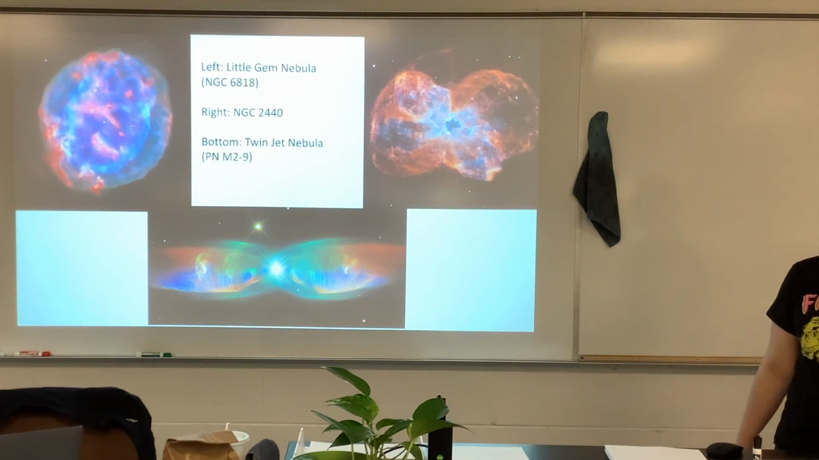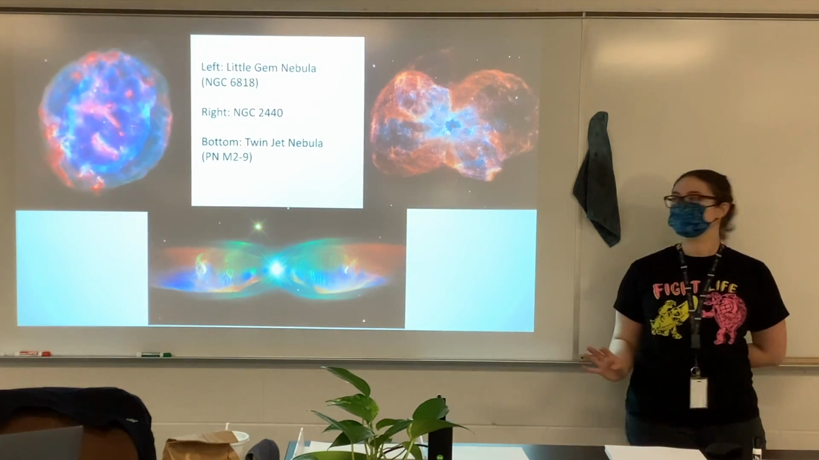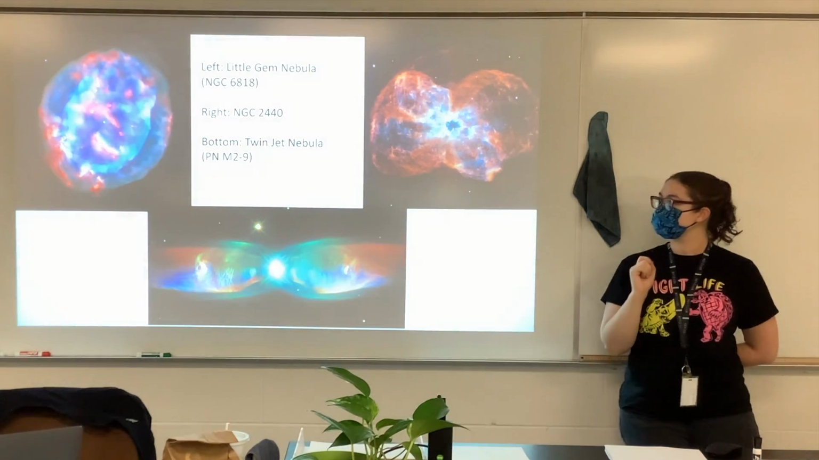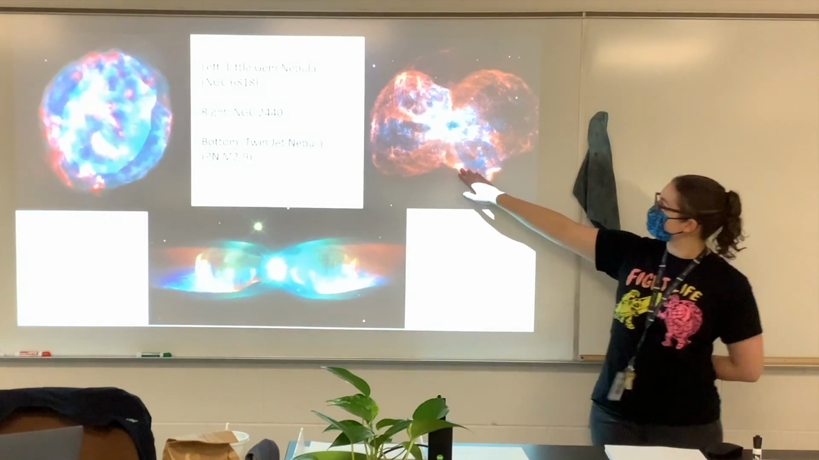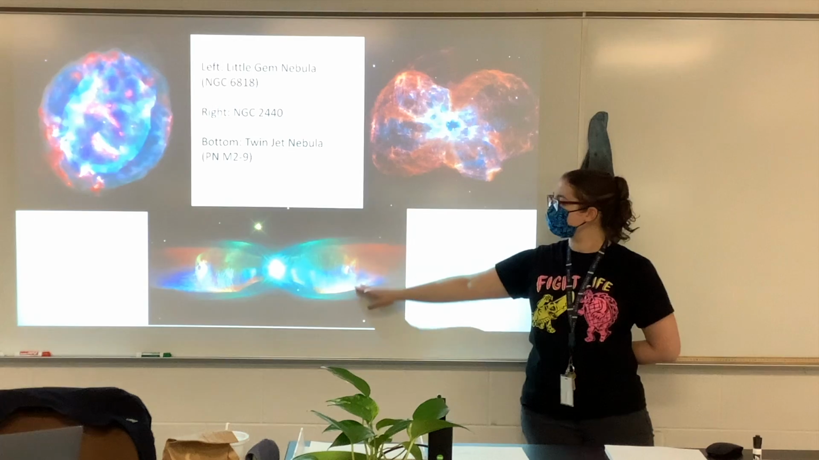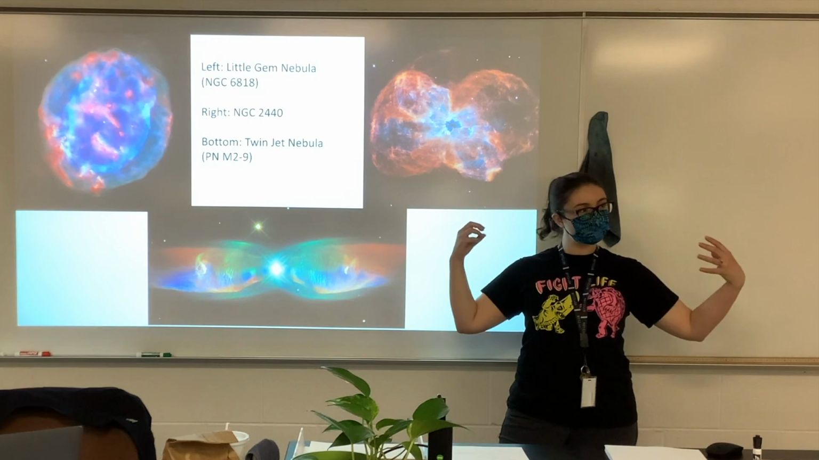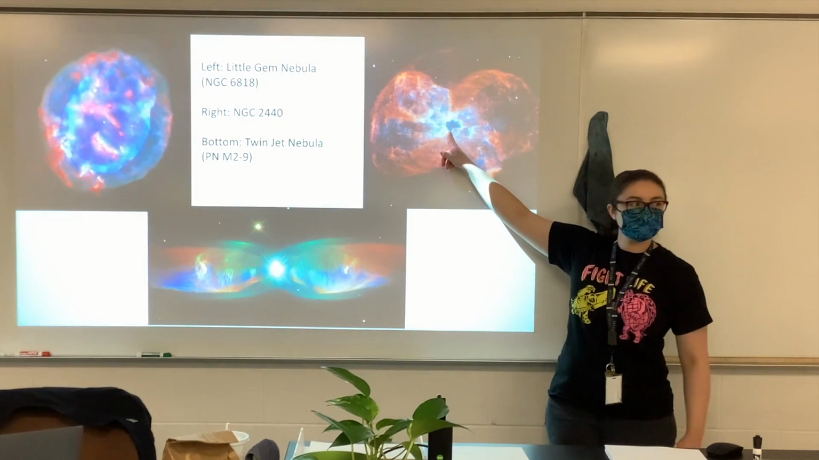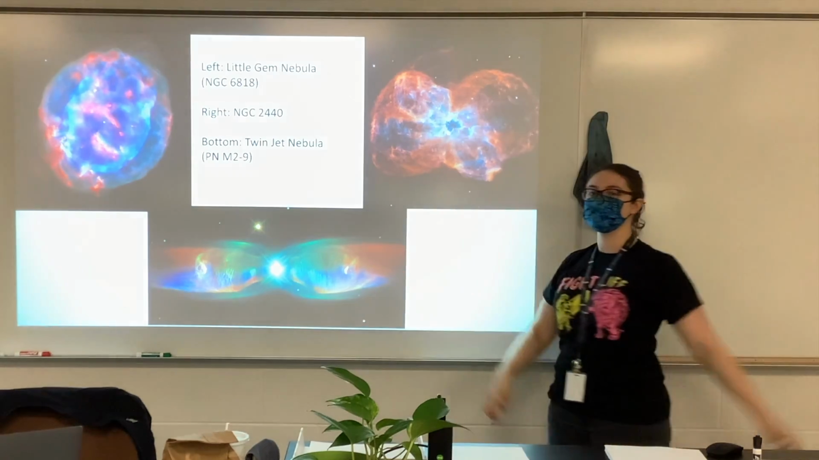And then a few more nebulas, because I just love nebulas. They're some of the most dynamic and interesting and beautiful things. So on the left up there is the Little Gem Nebula, or NGC 6818. And then on the right over here, this is NGC 2440. And then again at the bottom, we have the Twin Jet Nebula, because the gas seems to be blown off in two very specific directions. But with all of these, you have to imagine that in the center is the leftover core of the star. And this is just all of that outer hydrogen gas that's been blown away.